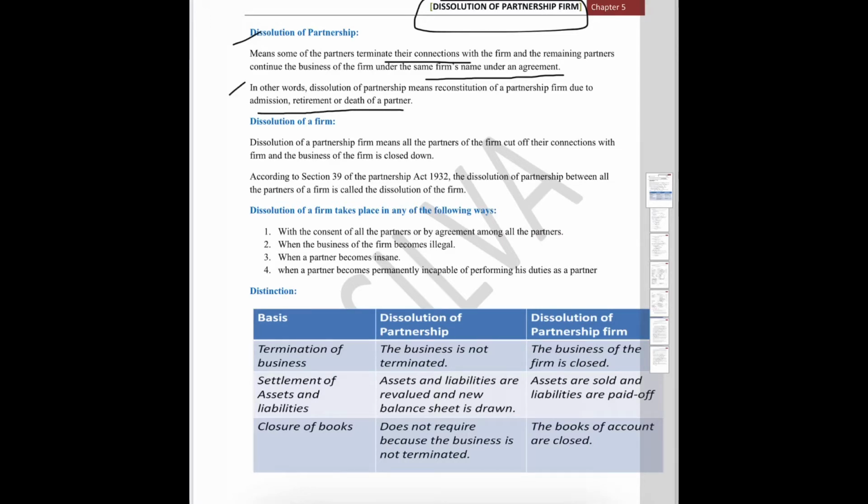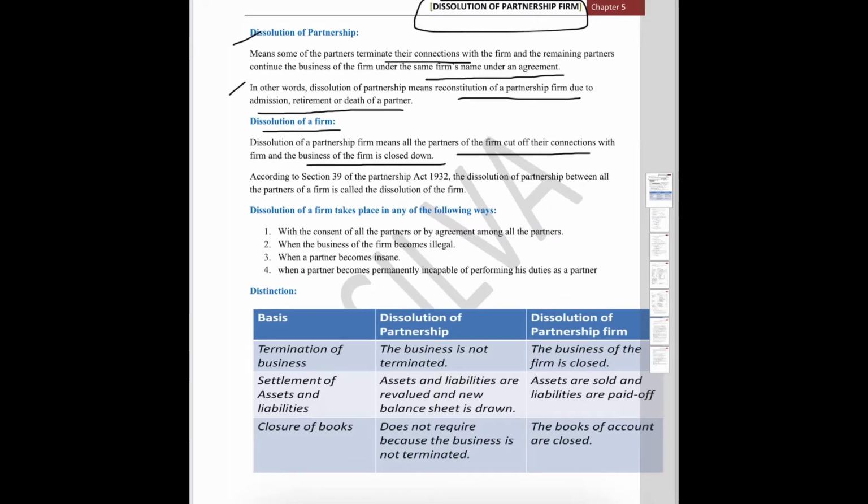So the second sentence says that dissolution of partnership means reconstitution of a partnership firm due to admission, retirement or a death of a partner. So what we need to understand is the firm continues, it does not come to an end. Then in that case, what exactly is dissolution of a partnership firm? That is, all the partners of the firm cut off their connection with the firm and the business of the firm is closed down. So in case of dissolution of a partnership firm, the partners are going to cut off their connection. That means they are not going to continue their business anymore and the business of the firm is coming to an end. It is closed down.